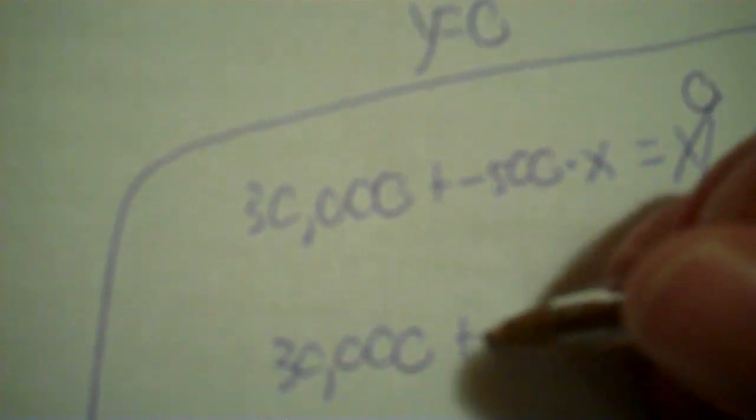That's not the answer to the problem. Don't go down and put that. That just tells you your B. But what it does is lets me write my equation where I can put the 0 in for the y. So 30,000 plus negative 500 times x, negative 500 feet per minute equals whatever feet we have, which happens to be 0. So 30,000 plus negative 500 times x equals 0.